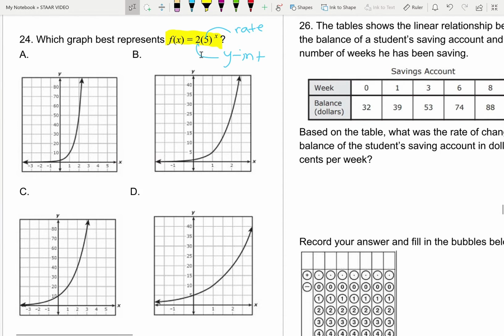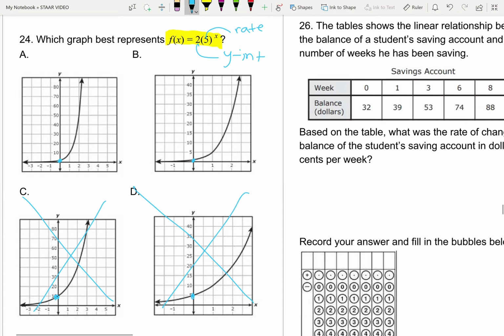So right away, knowing that 2 is our y-intercept, we can look at the graph and see if they have a y-intercept of 2. So looking at A, it looks like they could have a y-intercept of 2, so that's a possibility. Let's look at B. B, again, could have a y-intercept of 2. C looks like their y-intercept is at 10, so it's definitely not C. And then D, again, their y-intercept's at 5, so definitely not D.